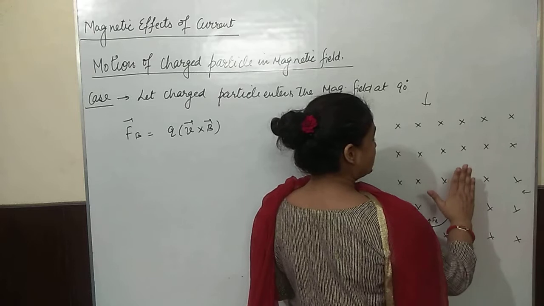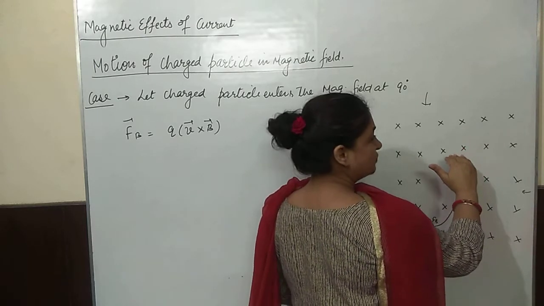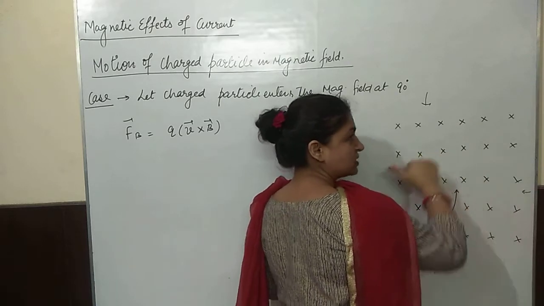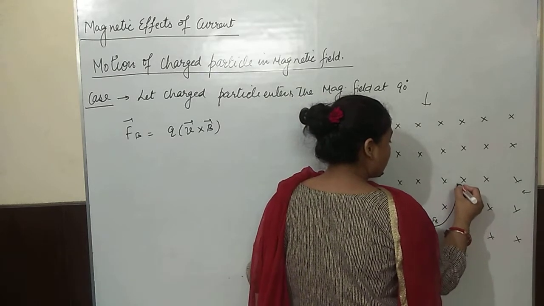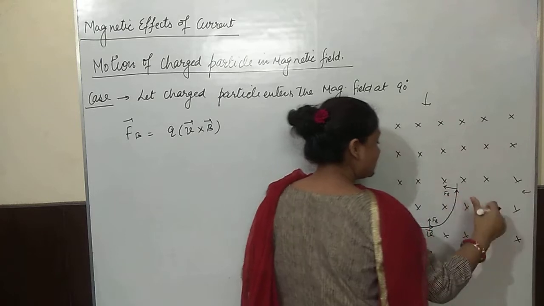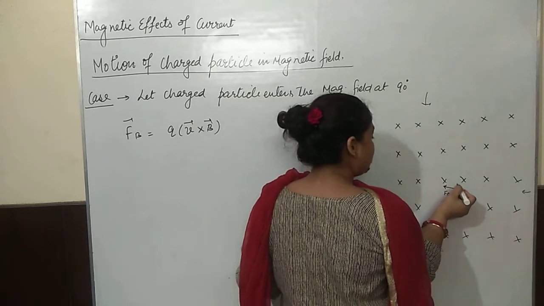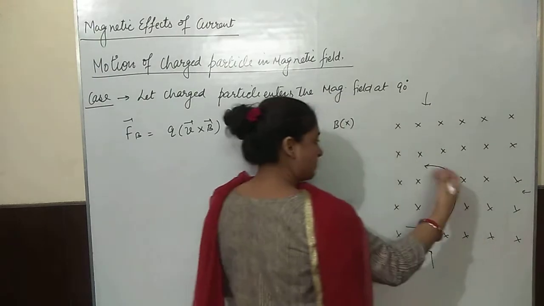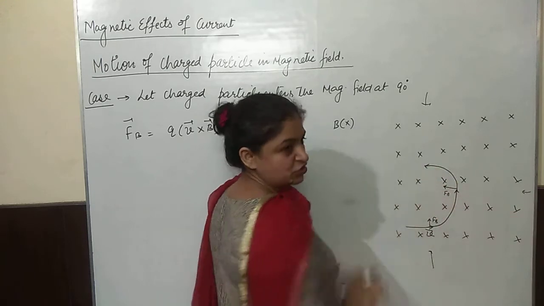Now you will stretch the fingers of your right hand in the upward direction, curl them towards the magnetic field, and the thumb is going to give you the direction of the force. So when the particle is moving in this direction, the magnetic force is towards the left hand side. Because of this force, again it will bend towards the left hand side, in the direction of the force.